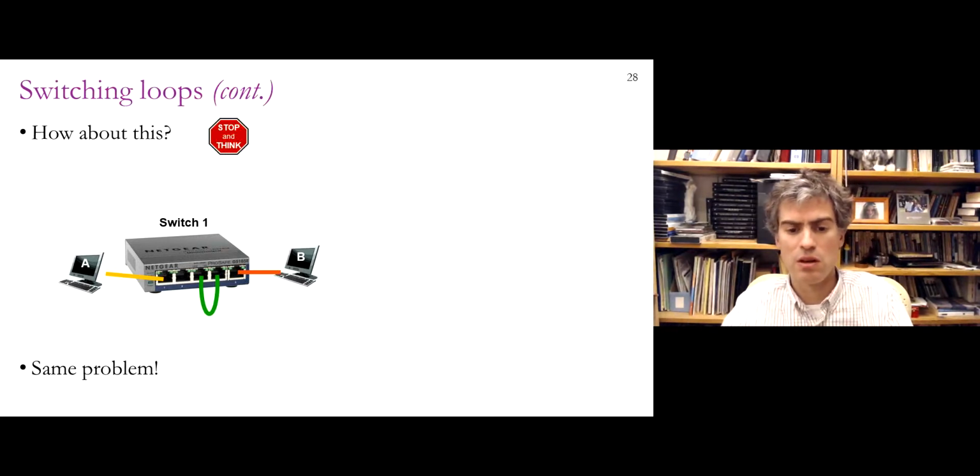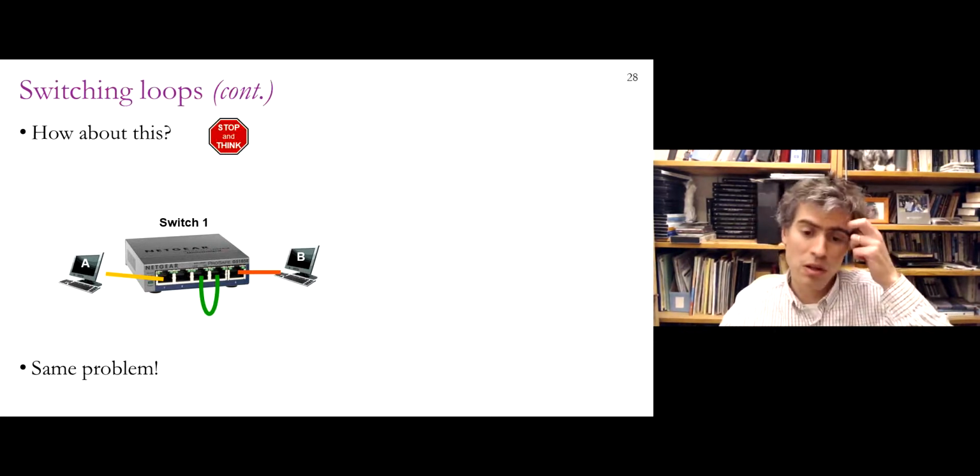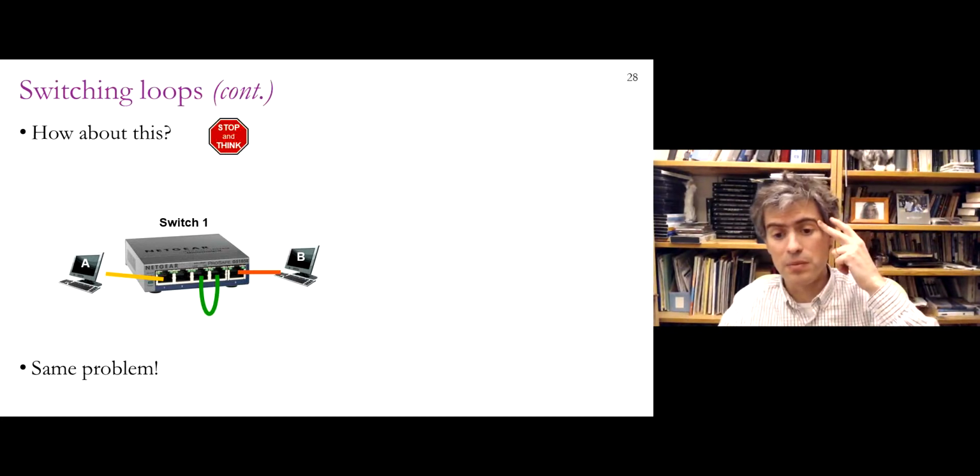So let's say that originally this purple link is being ignored. Well, then if later the green link fails, the spanning tree protocol would later make a new choice that uses the purple link.